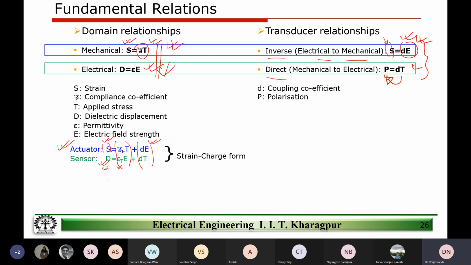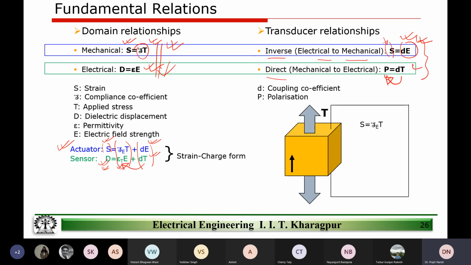The domain coefficient associated with the electrical domain must be specified at a given mechanical condition, right? So T is the mechanical variable. So epsilon, the permittivity, must be specified at a given mechanical condition. So T appears here in the subscript, right? And this, we said, is the strain charge form. And we also said that there are many other forms which you look into. There are 3 other forms, right? So this is called the strain charge form of the transducer, or of the piezoelectric material, right?